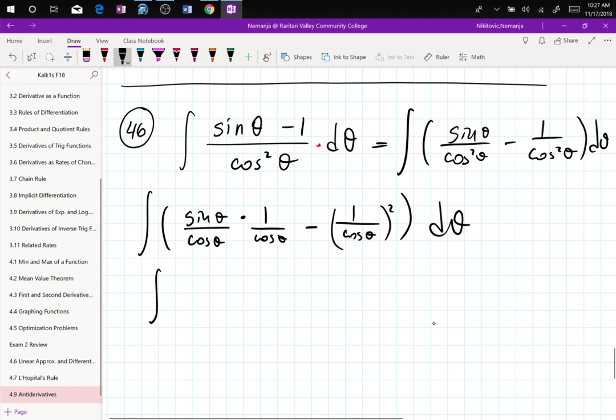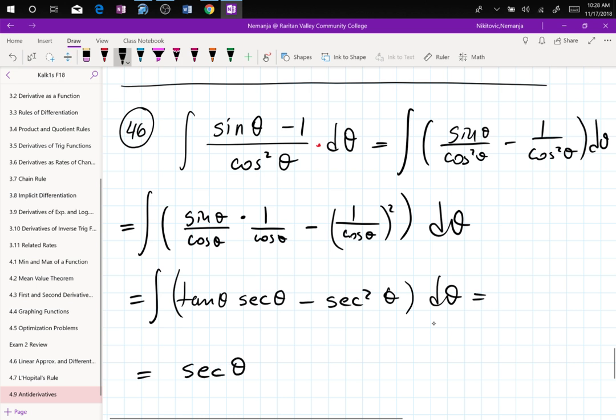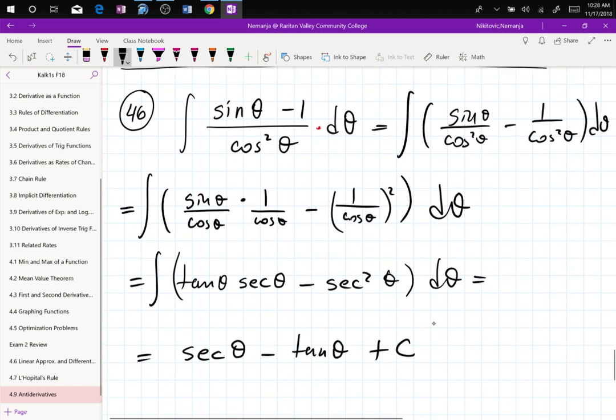And now, what's sine over cosine? Tangent. And what's 1 over cosine? Secant, right? 1 over cosine is secant, so minus secant squared theta. And as you can see, now we have basic ones to deal with. The integral of secant tangent is secant theta minus integral of secant squared is tangent theta plus c. That was problem 46.